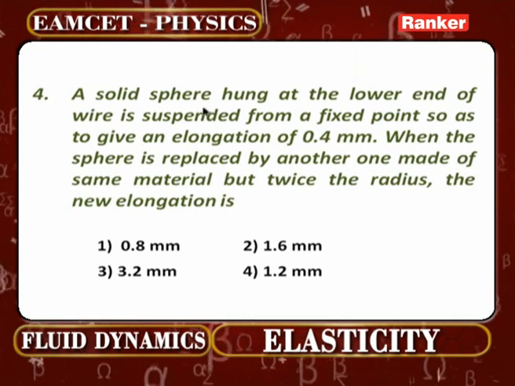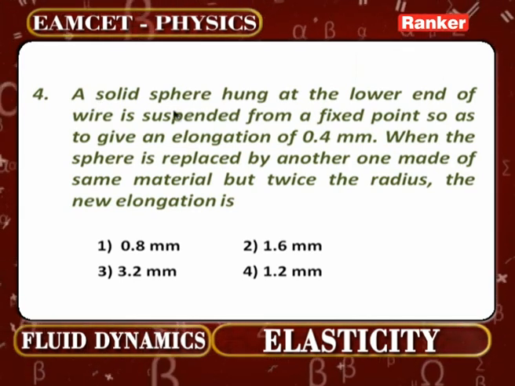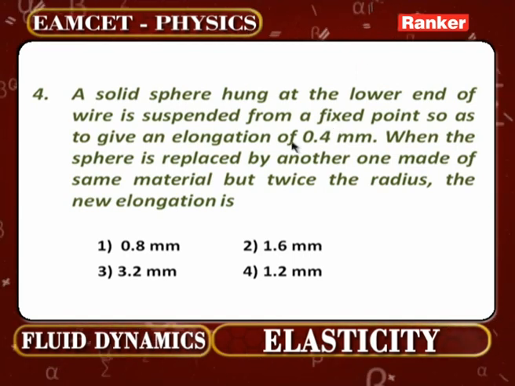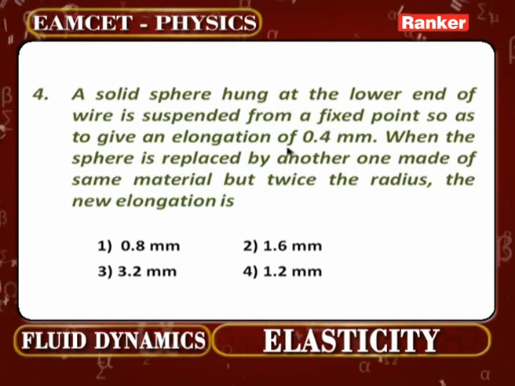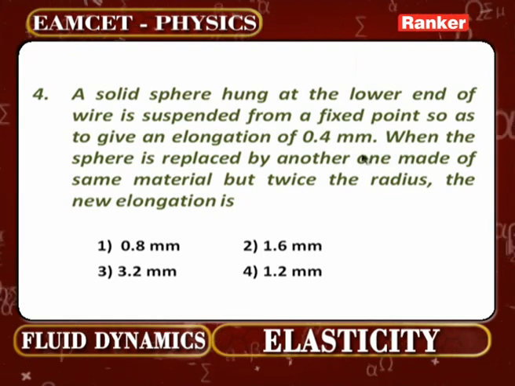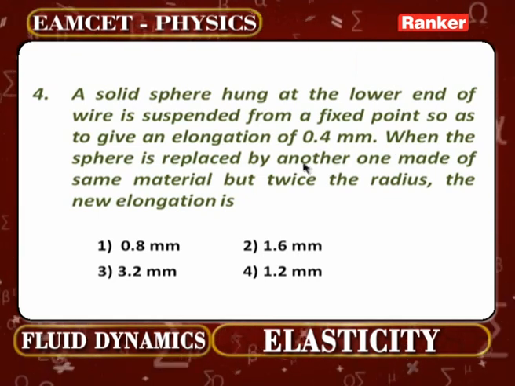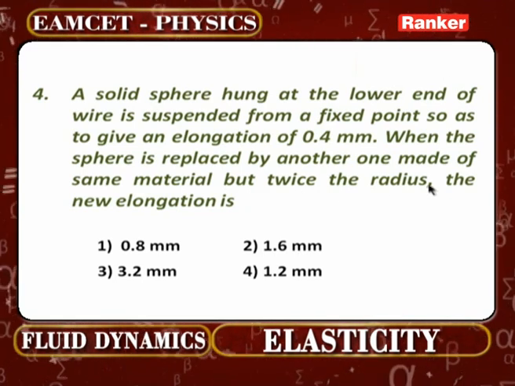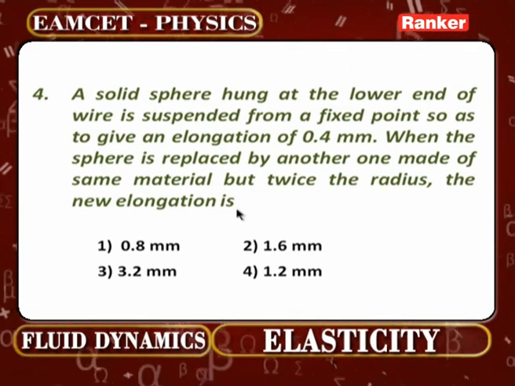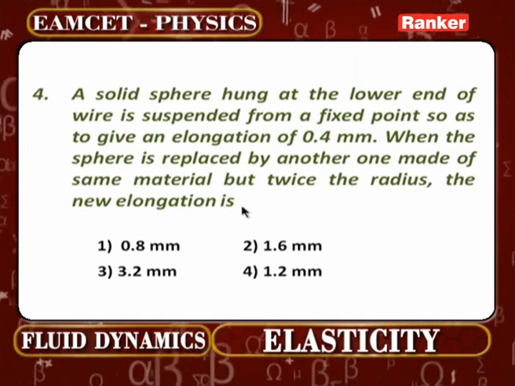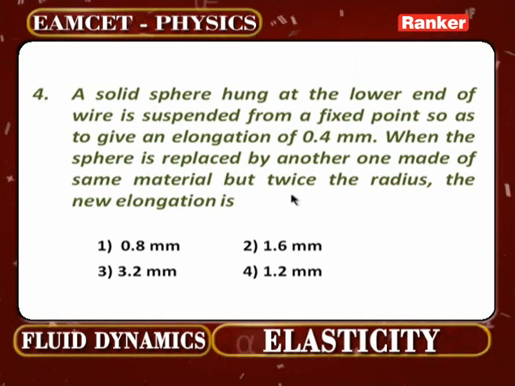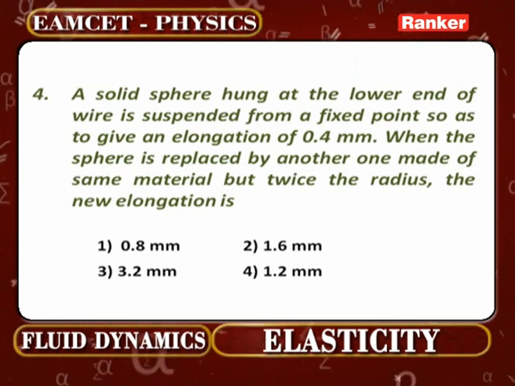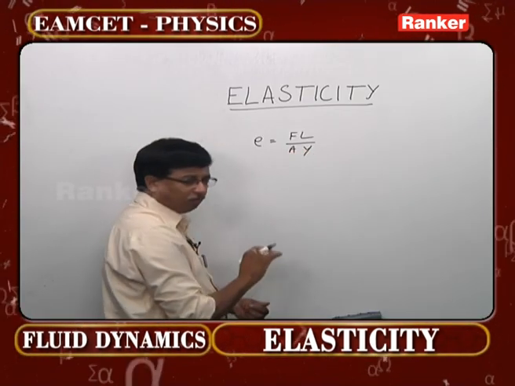A solid sphere hung at the lower end of a wire is suspended from a fixed point so as to give an elongation of 0.4 mm. When the sphere is replaced by another one made of same material but twice the radius, the new elongation will be how much? That is the concept. One should now understand carefully here. Elongation no doubt is going to be FL by AY. That is the general formula.